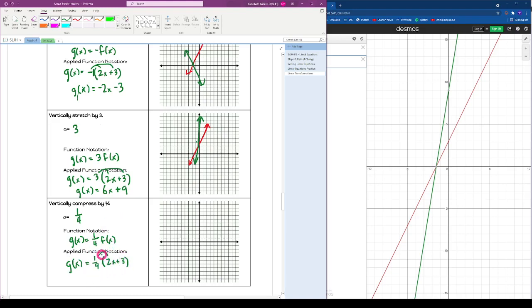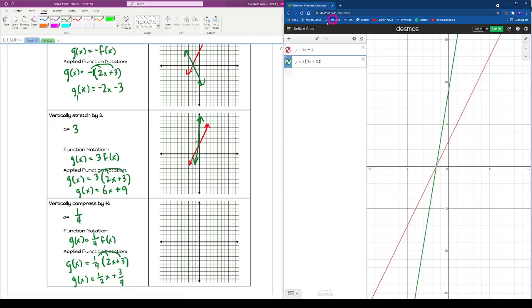We'll distribute this 1/4 and come up with a simplified version, g of x equals 1/4 times 2 is 1/2 x, and then 1/4 times 3 is plus 3/4. So that would be our simplified version of that one. Let's go back to Desmos and switch this 3 to be 1/4. And what we end up with is a flatter graph.